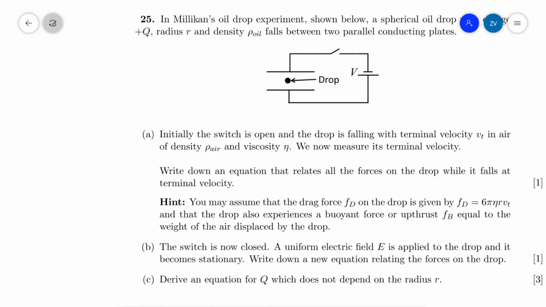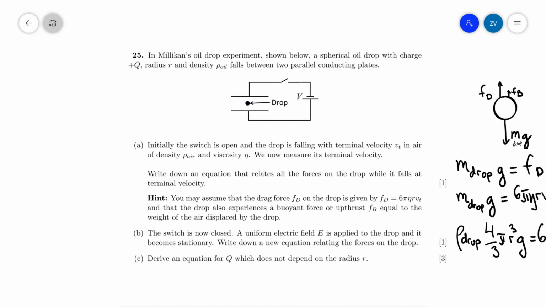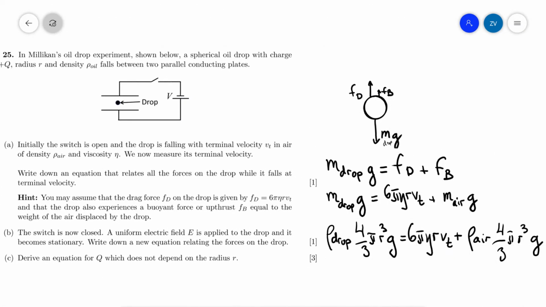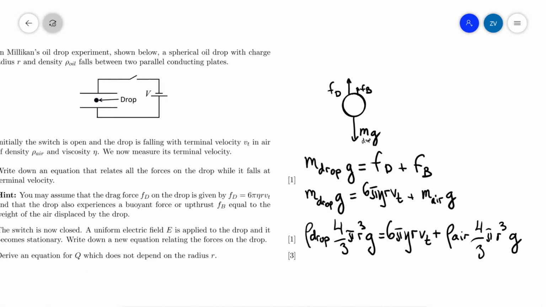Okay, so the first one is essentially looking for the resultant force. At the terminal velocity, all of the forces are going to be balanced, so there's not going to be any net force. There are essentially 3 forces acting on the drop. First off, the weight of the drop, given by the mass of the drop times g, is acting downwards. We're going to have a drag force and a buoyant force, and they are going to be balanced. So the mass of the drop times g, this is the weight of the drop, will be equal to the drag force plus the buoyant force.